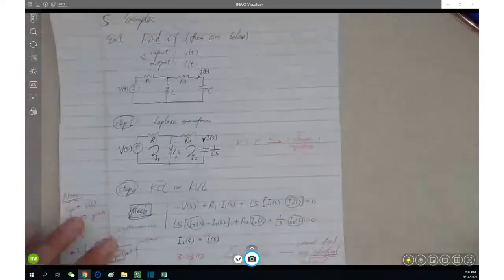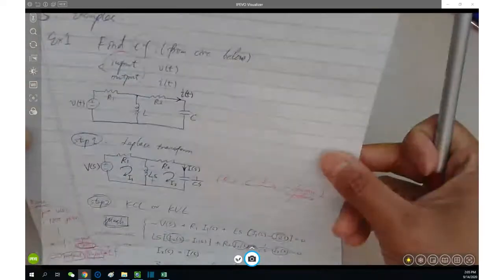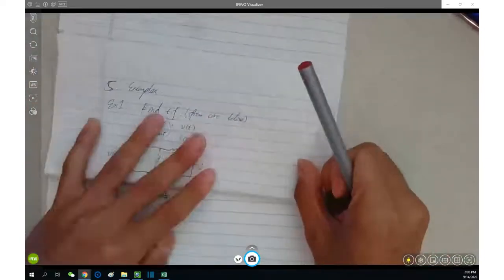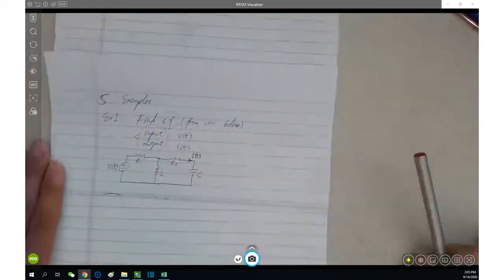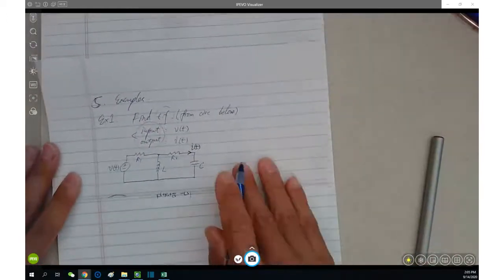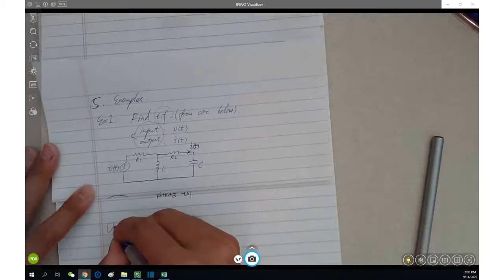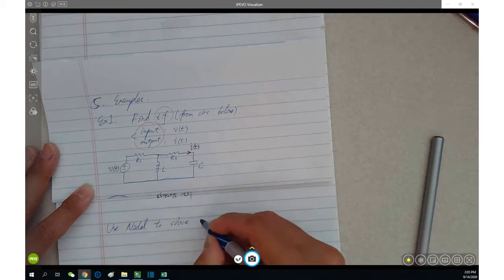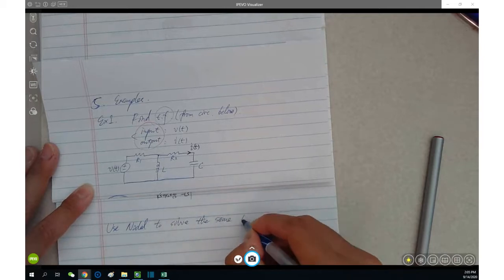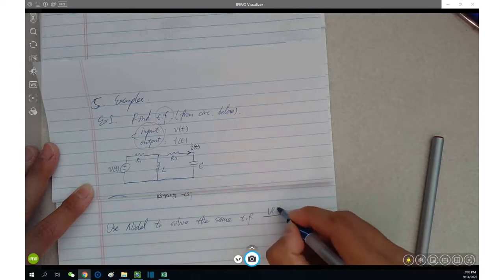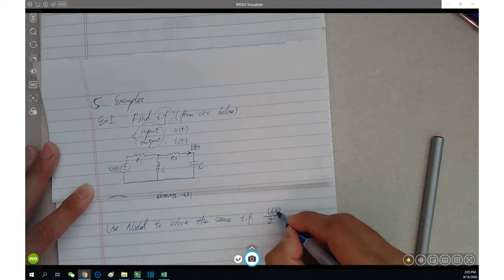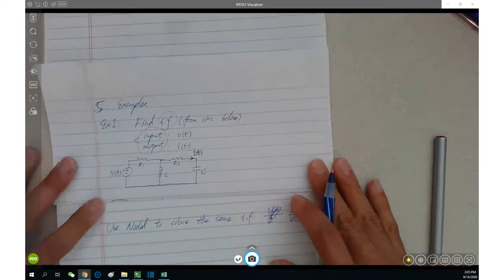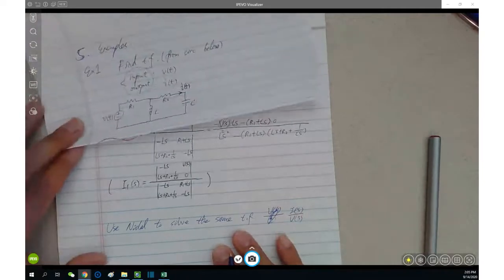Now, let's do this. Following the same idea, the same procedure, let's do one exercise for the rest of the time. Use nodal analysis to solve the same transfer function, I of s over V of s. Just come up with the equation.